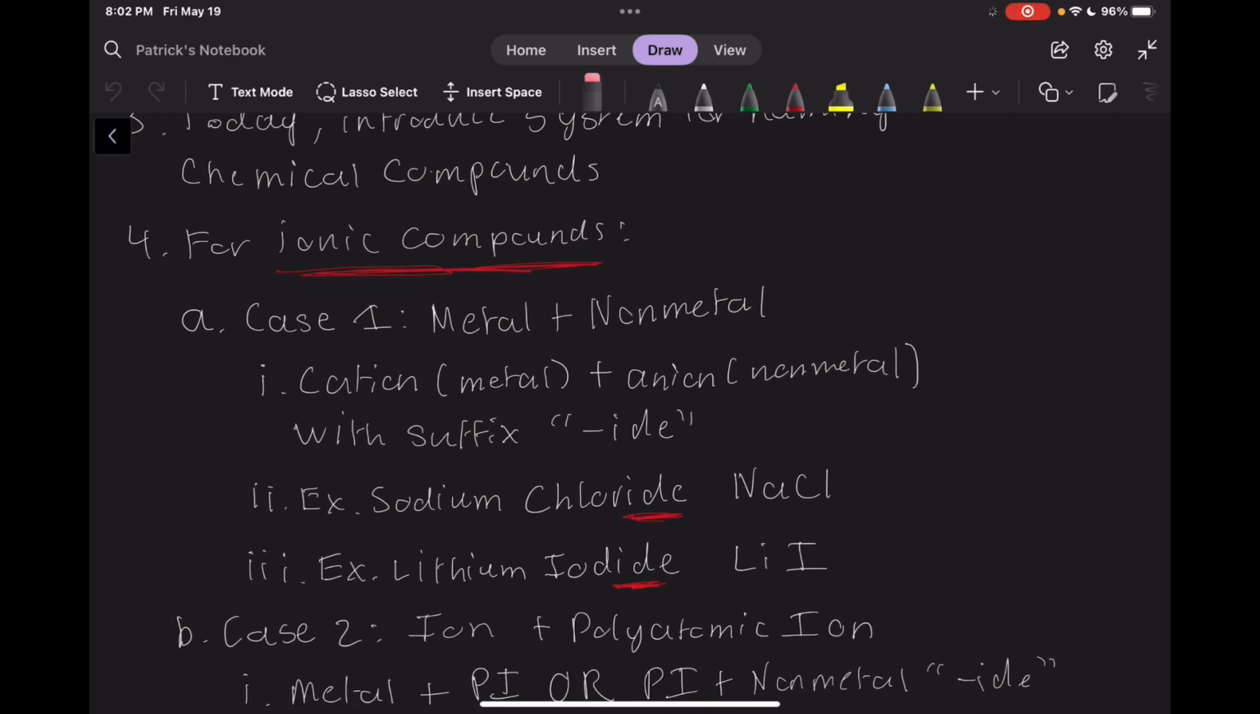With that in mind, let's get started. We're going to be looking at the naming rules for ionic compounds first. There are three cases that are possible here.